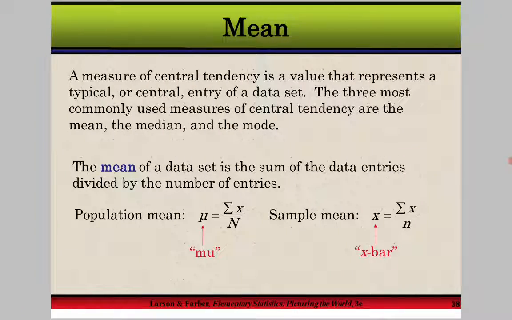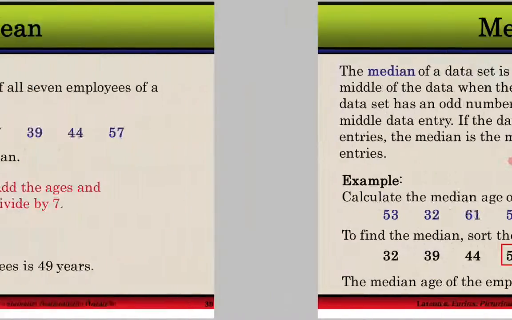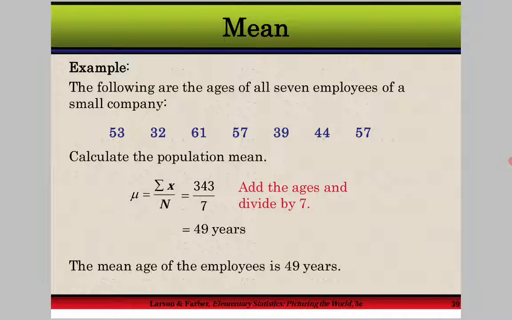There are three important concepts. The first is mean, median and mode. So what are mean, median and mode? The following are the ages of all 7 employees of a small company: 53, 32, 61, 57, 38, 44 and 57. Calculate the population mean. So what is the mean? Mean mu equals sigma x by capital N, where capital N is the number of data elements, that is 7 elements, 7 samples taken.